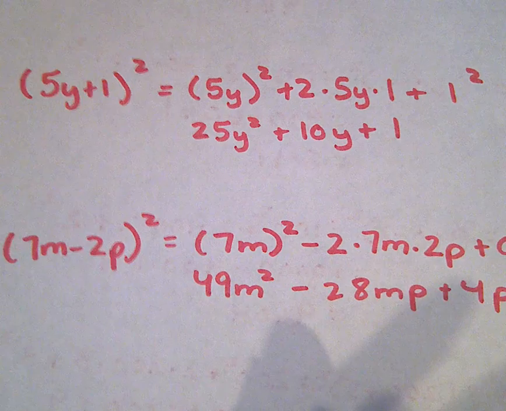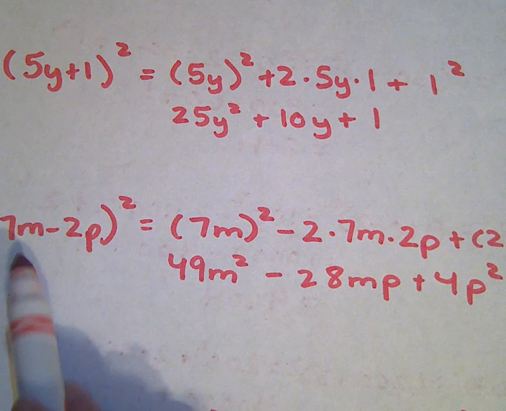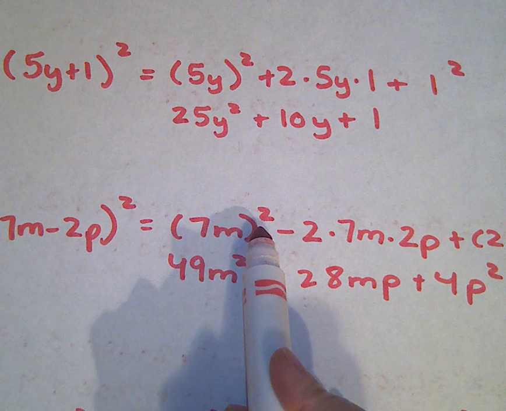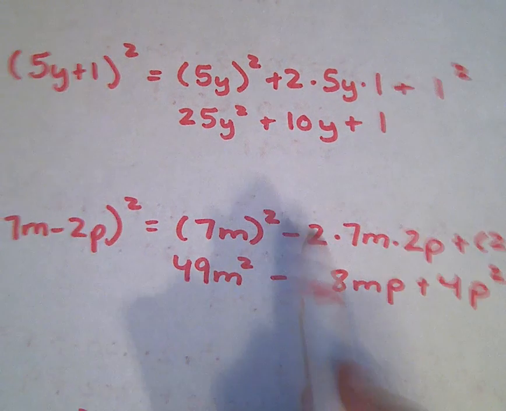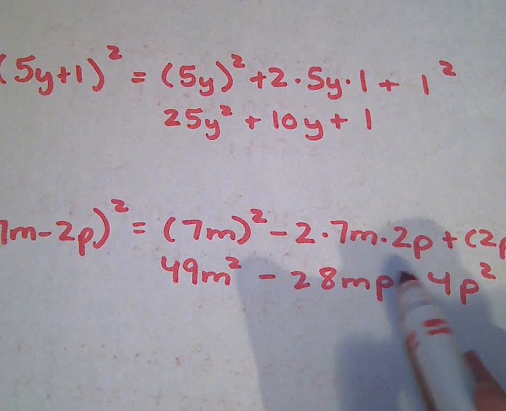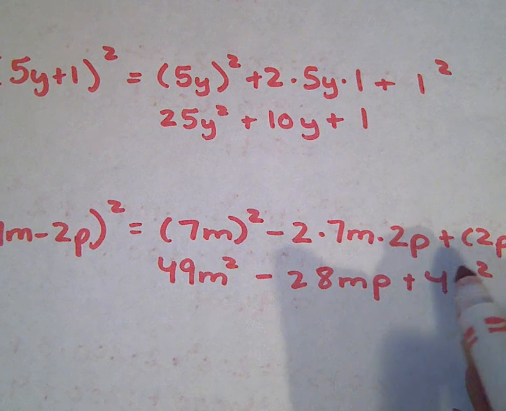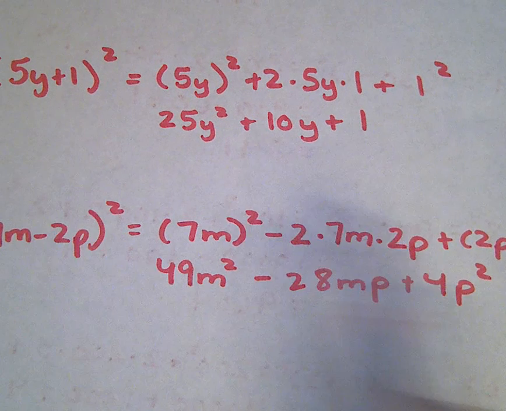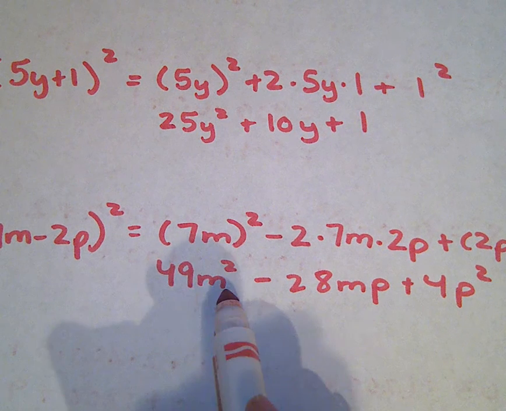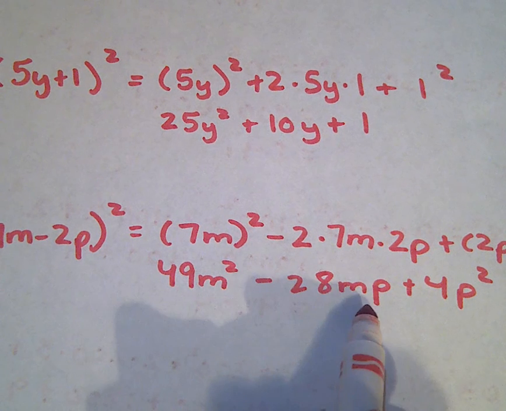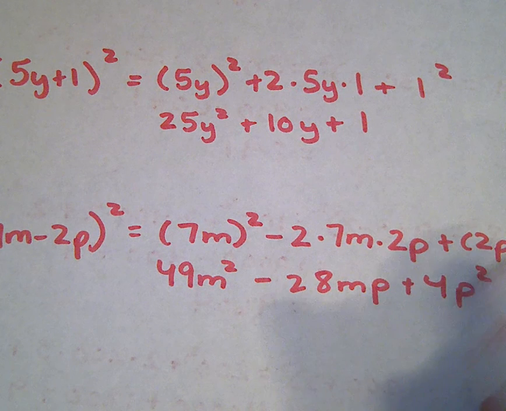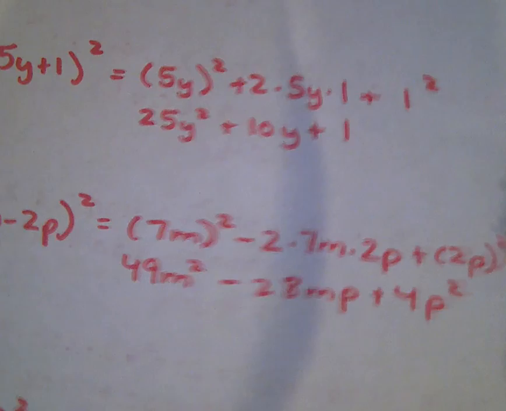Now this next one, we had subtraction. Our a and b both had a number and a variable. So we have 7m quantity squared, because that's our a squared. Now that's a minus, so this has to be a negative 2 here. So negative 2 times your a, which is 7m, times your b, which is 2p, plus, and now your b is 2p, so quantity 2p squared. So this one was tricky. It had a lot of different things in it. So this is 49m squared minus 28mp, because you have an m and a p and you're multiplying them, plus 2p quantity squared is 4p squared.